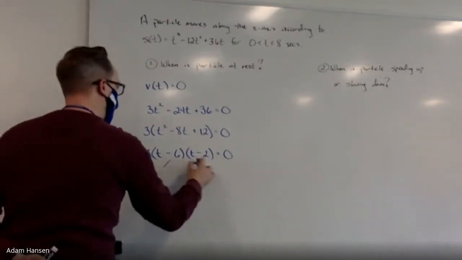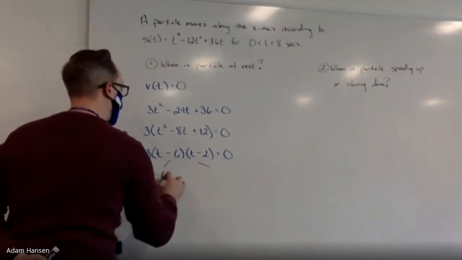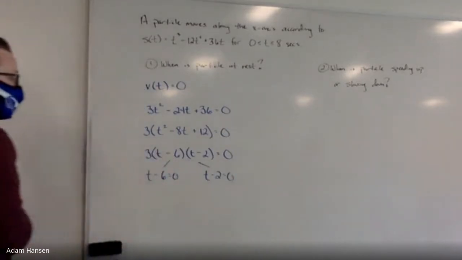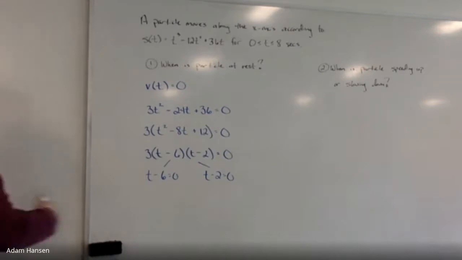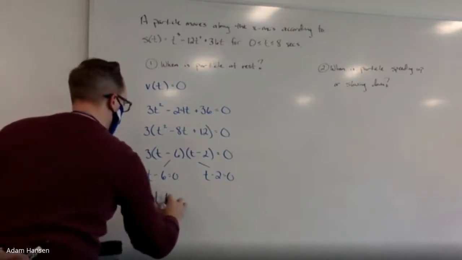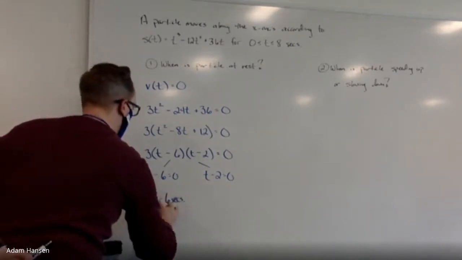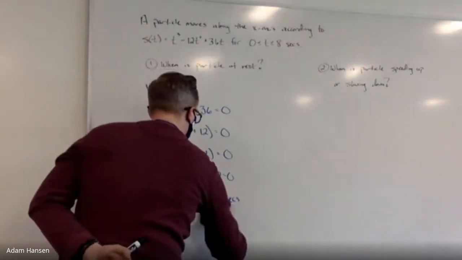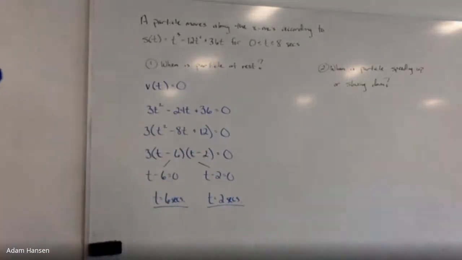Set each factor equal to 0. t minus 6 equals 0 and t minus 2 equals 0. So the particle's at rest at 6 seconds, and at 2 seconds.